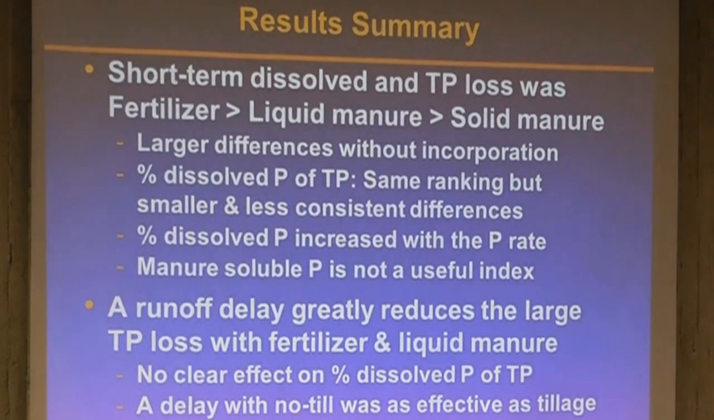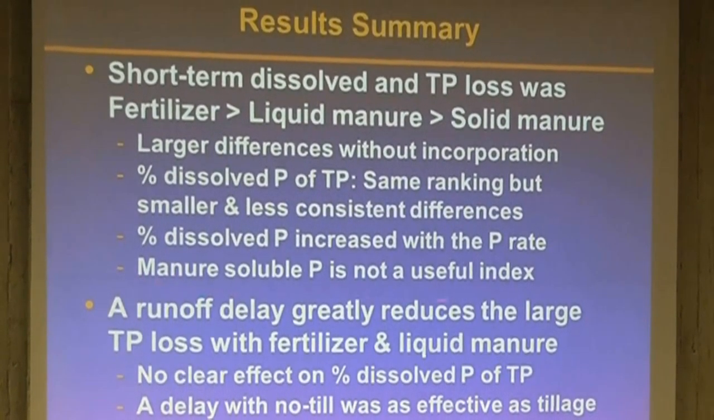So in conclusion, the short term loss of dissolved or total P loss was largest for fertilizer, liquid manure, and solid manure. Larger differences were without incorporation. The percent of dissolved P of the total P followed the same ranking, but there was a smaller and less consistent difference. The percent dissolved P of the runoff increased with the P rate. Okay, we should not apply more P than actually is needed for crops.